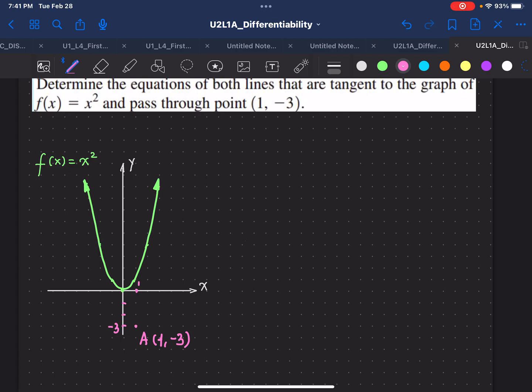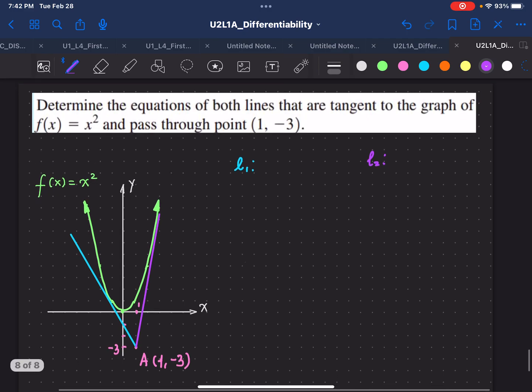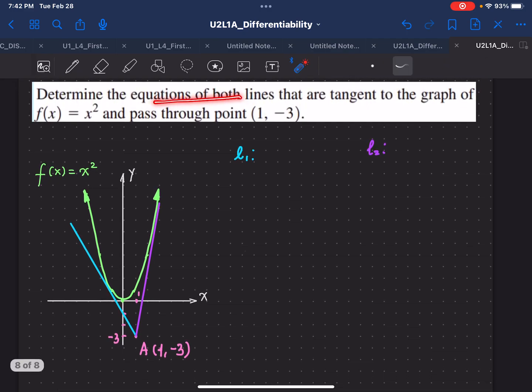If we are drawing tangents to this parabola, it seems that we're able to draw two of them. So here goes the first tangent line from here onto the parabola. So that's one tangent line. And we can also draw another tangent line if we use the other side of the parabola. Here we go. We're going to call these two tangent lines L1 and L2. And the question is asking to find the equations of both lines.